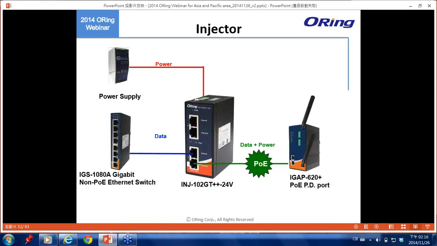Okay, for how the injector works, we can combine the power supply and the data in from another Ethernet switch, and combine the two sources to send out from the PoE out port here, so that any device connected to the PoE out port can receive both power and data.